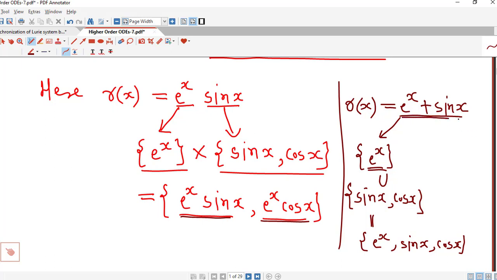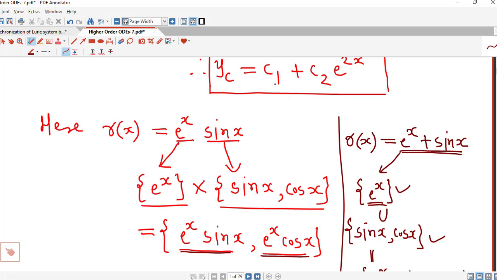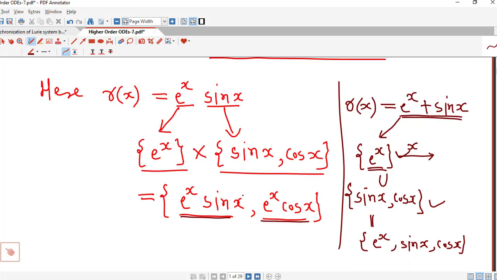For addition, first we write down the corresponding families, and for each family we check whether any member is present in the complementary function or not. If any member of any family is present in the complementary function, then we modify that particular family. And if two functions are in the product, then first we take Cartesian product of corresponding families, and then we check whether any member of the product is present in the complementary function or not. So this is the difference between addition and product.